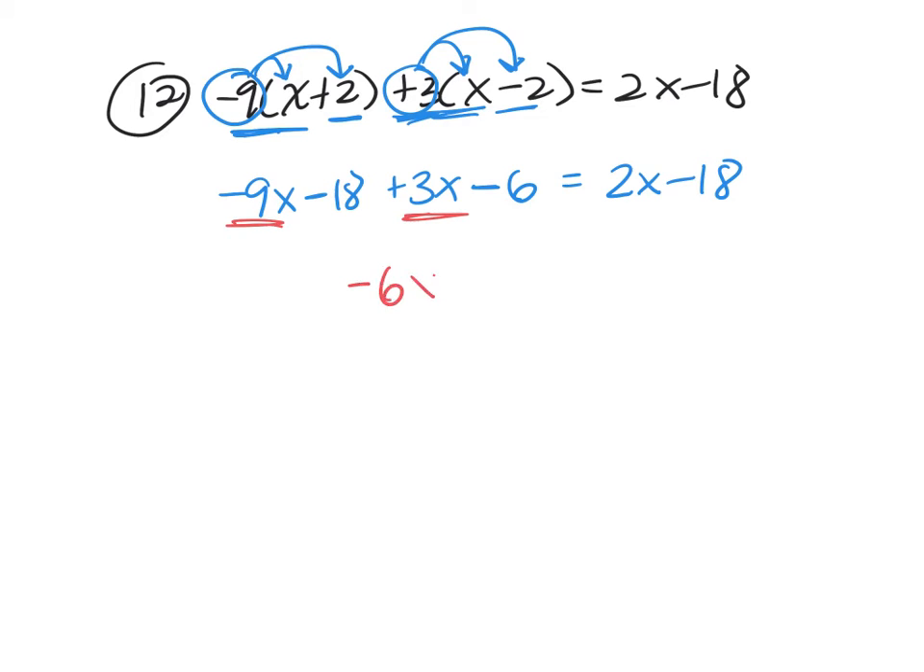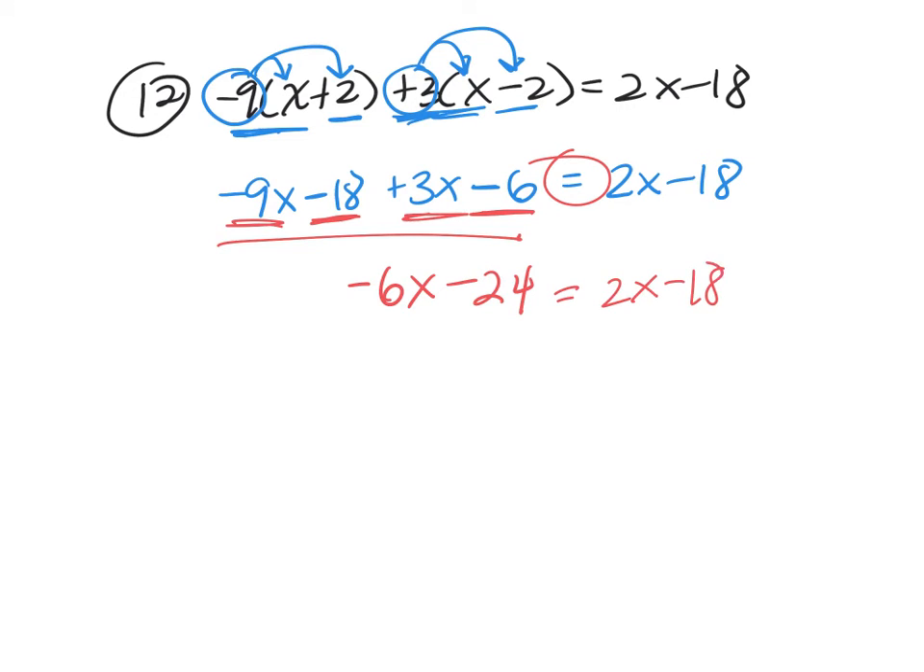So it's a minus 6x. You have a minus 18 and a minus 6, and that's a minus 24. Notice that I didn't change signs here, right? Because they're still on the same side of the equal sign. Equals 2x minus 18. Now I'm going to start changing signs.